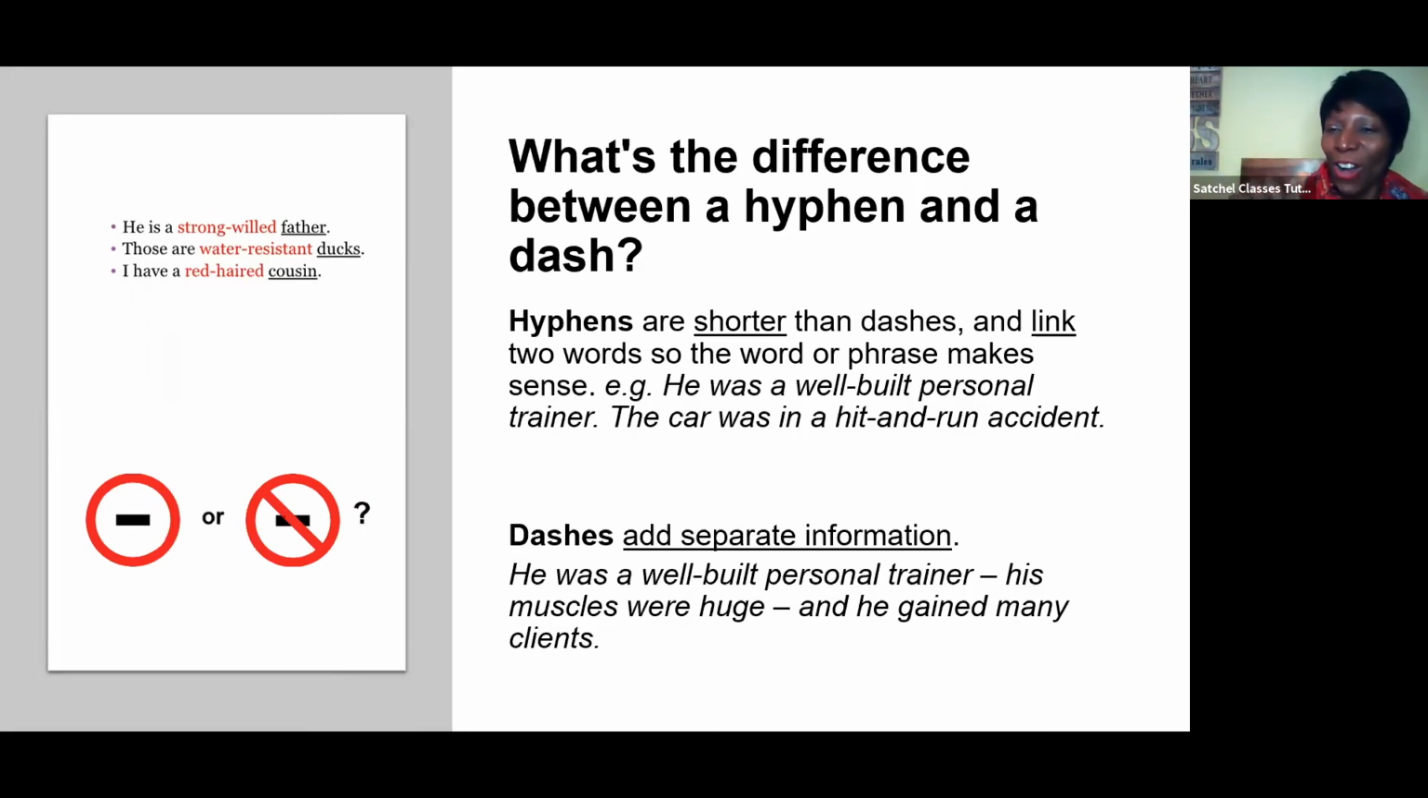So you can see we've got a hyphen in that sentence. He was a well-built personal trainer. We've also got dashes. His muscles were huge. So it's adding that extra information, and he gained many clients. So you've got dashes and hyphens in that last one. Hyphens are shorter, they link words together, but dashes are longer and they give us separate, more additional information.